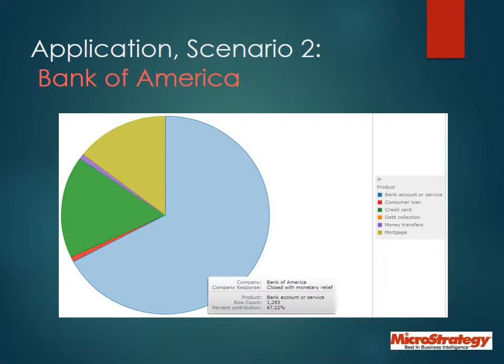With this pie chart, it is now easy to see that not only do bank account and service have the highest amount of monetary relief resolutions, but it accounts for more than half, almost 3/4 of all of Bank of America's monetary relief resolutions. As you hover the mouse over each section of the pie chart, it brings up the total number of complaints as well as its own percentage.